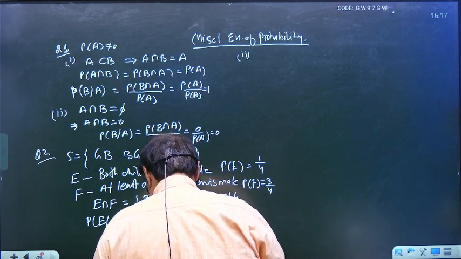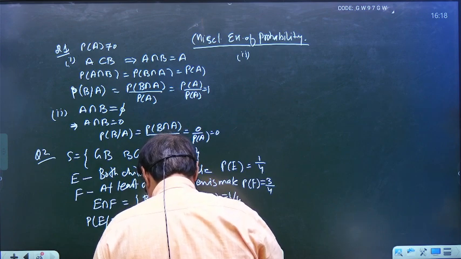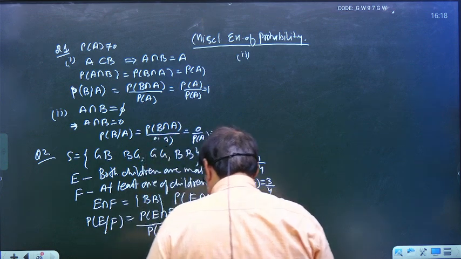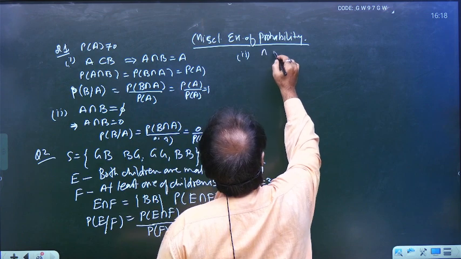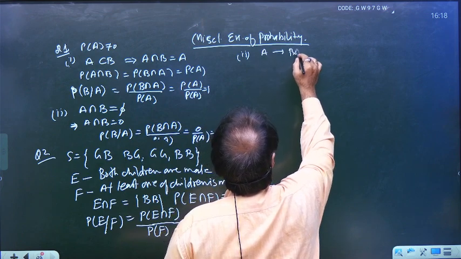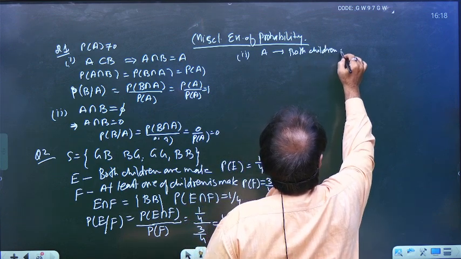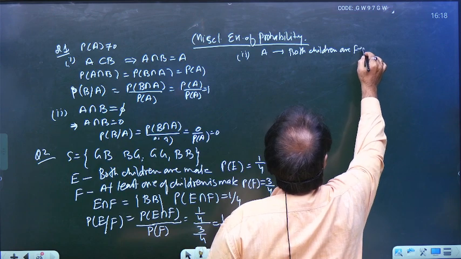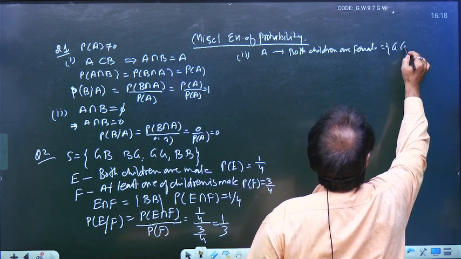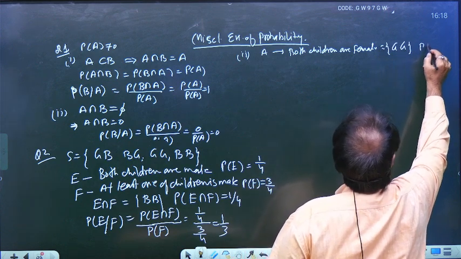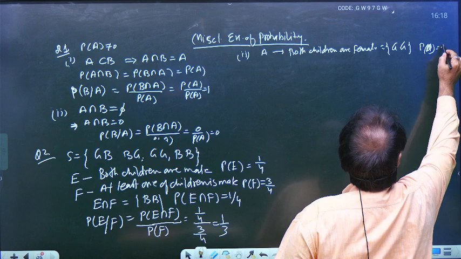Here E and F we have supposed. So now let A be the event that both children are female, that is GG. So probability of A will be equal to 1 by 4.